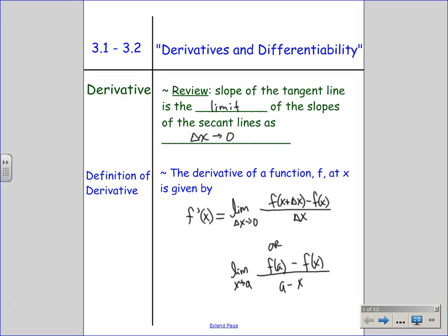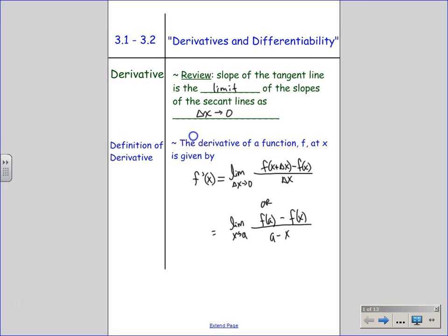One more variation. Wait, hold on. Wouldn't this be f prime of what? Good. What's the last one? Anybody remember? Well, delta x, hold on, so that'd be delta x approaching 0 again, right? So f of, keep going, a plus, good. Got it. Look at that guy go. Good.